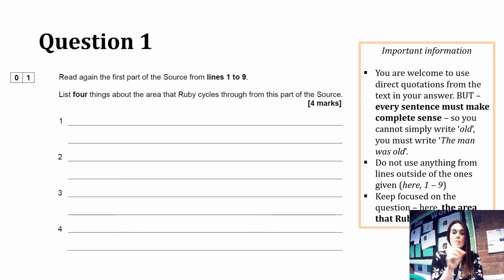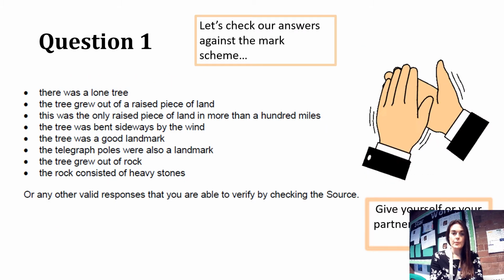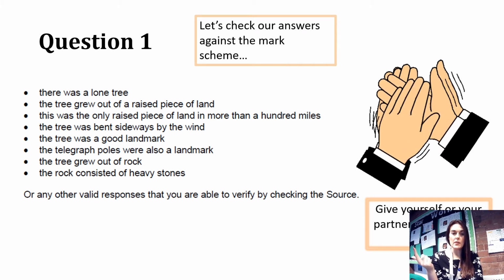Have you only answered from lines 1 to 9? Just give a check. And have you talked about the area? So these are the answers that you could have got. So you could have said there was a lone tree. You could have said the tree grew out of a raised piece of land. You could have said this was the only raised piece of land in more than 100 miles.